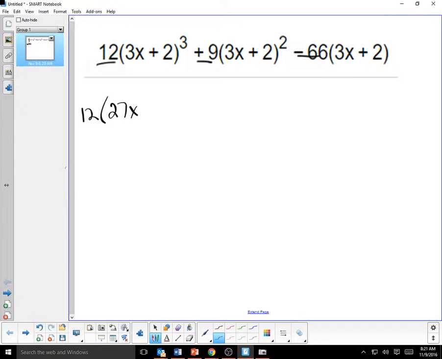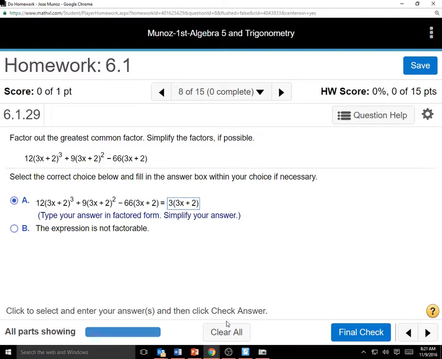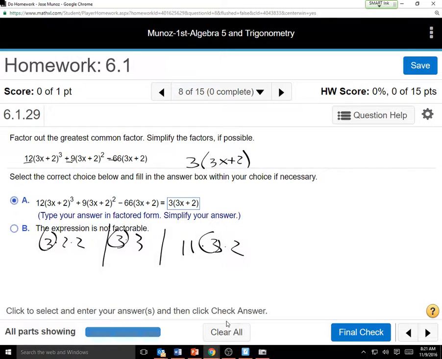Wait, let me see. Hold on. Let me go back and read the question. It's supposed to be like a coefficient. Factor out the greatest common factor. Simplify the factors if possible. No. This is what it's supposed to look like. Because what they want you to do is to expand the whole thing. It's like there's a coefficient term and then 2 forms. Oh, that's not fun. All right.